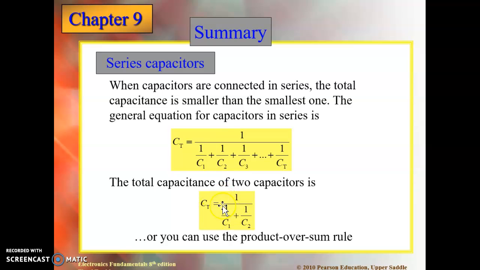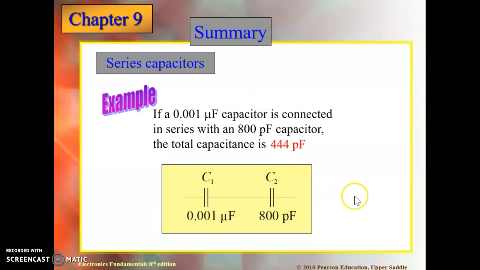And again, if you solve these two, which is totally doable, you'll realize that this equation is the same as when you have two resistors in parallel. So it's going to be the product divided by the sum of the two capacitors, okay? So then let's move to series capacitors. A 0.01 microfarad capacitor is connected in series with an 800 picofarad capacitor. The total capacitance is, since they are in series, this value times that value divided by the sum of the two values.